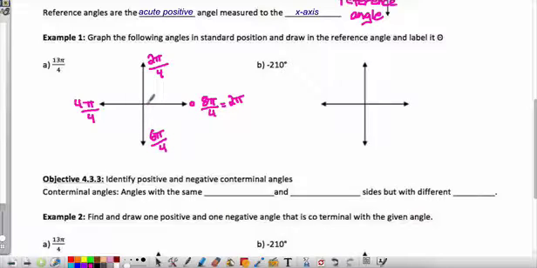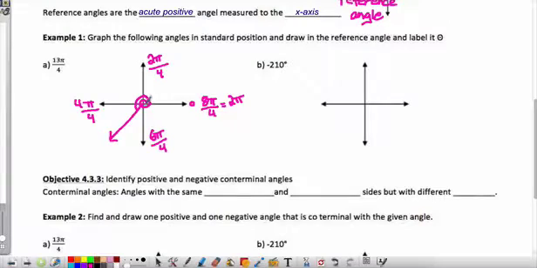Actually, let me draw this in. We have, as we go around, 2, 4, 6, 8, 10, 12. Well, 13 pi then is going to be between 12, and if I count by twos, 14. So here's 13 pi over 4.